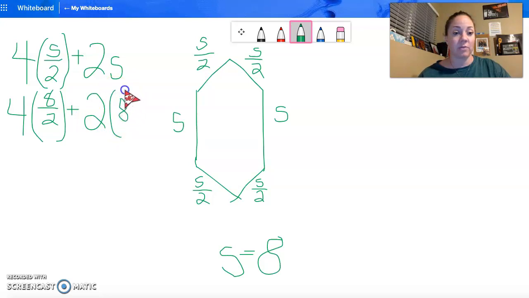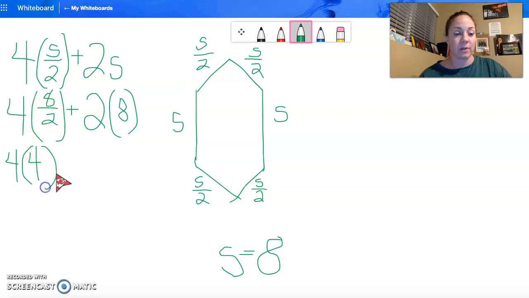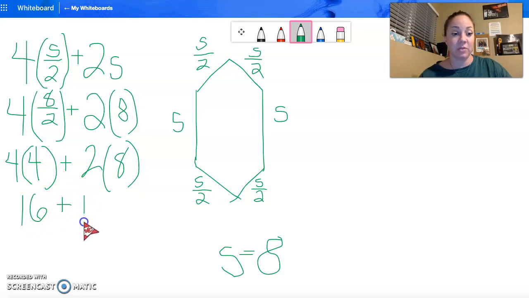Okay, so we'll start with our first set of parentheses here. We have 4 times, what's 8 divided by 2? And that gets us 4, so we have 4 times 4 plus 2 times 8. Okay, so far so good. Next we have to go on ahead and multiply. So 4 times 4 is 16 plus 2 times 8, which is also 16. So 16 plus 16 equals 32.